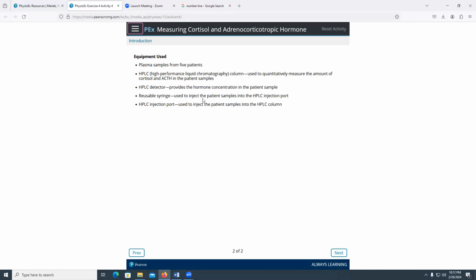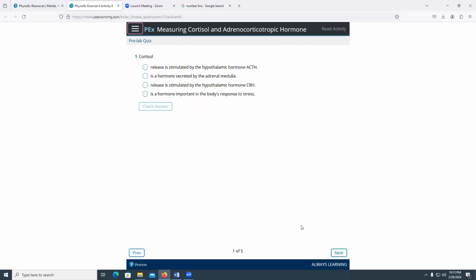And then we're going to use reusable syringes. These are used to inject the patient samples into the high performance liquid chromatography. And in the end, we will have an HPLC injection port that is used to inject the patient samples into the HPLC column.